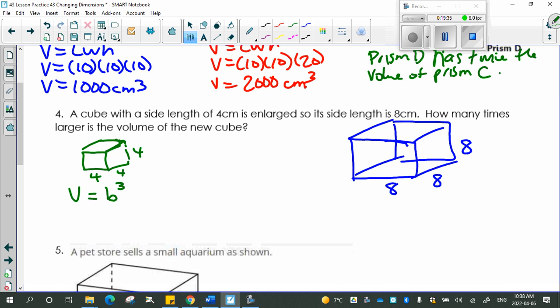Everyone good with that? Okay, so base cubed then means 4 cubed. 4 cubed, right back to unit 1. What's 4 cubed? Not 12. 64, good. 64 cubic centimeters. And now we want to do the same thing over here. But this time we're cubing 8.